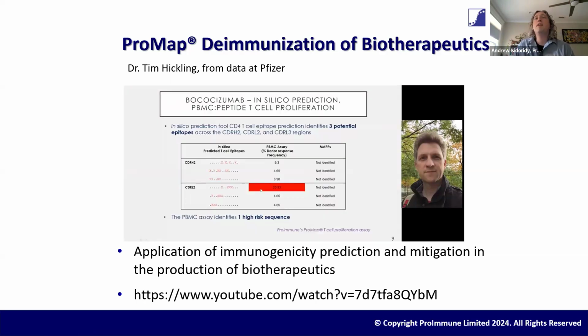And so this is a good example of how you could apply this kind of data. This is in the development of bococizumab, a very famous antibody. And they looked at in silico prediction of this, and they found 3 potential epitopes across the CDRH2, CDRL2, and CDRL3 regions. And then when they dove down and actually did the functional assay, it turns out only one of those was a high-risk sequence. And so this is a good example of how in silico is useful, but at the end of the day, depending on how you weight your assumptions in the in silico work, you really can either over or under predict things.